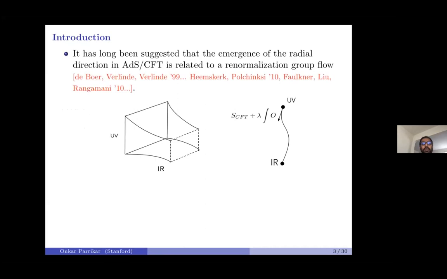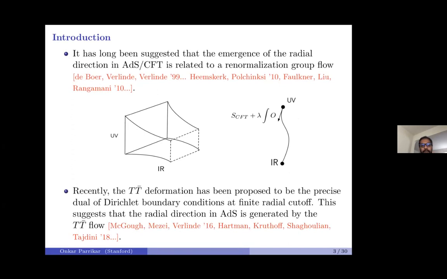It has long been suggested that the emergence of the radial direction in AdS/CFT is some form of a holographic renormalization group. Basically, one thinks of the radial direction of the emergent AdS space as some kind of an RG direction flowing from the UV, which is the asymptotic boundary, in towards the IR. But more recently, a somewhat more precise proposal for how this holographic RG works was given in these papers here.